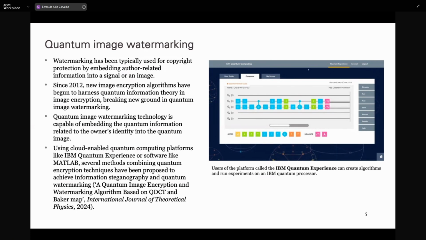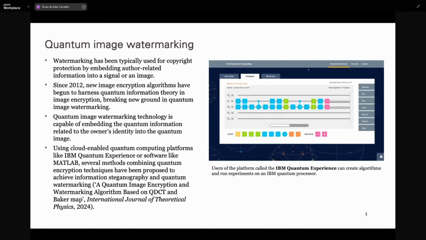Watermarking has typically been used for copyright protection by embedding author-related information into a signal or an image. Since 2012, new image encryption algorithms have begun to harness quantum information theory in image encryption, breaking new ground in quantum image watermarking. Now, quantum image watermarking technology is capable of embedding the quantum information related to the owner's identity into the quantum image.